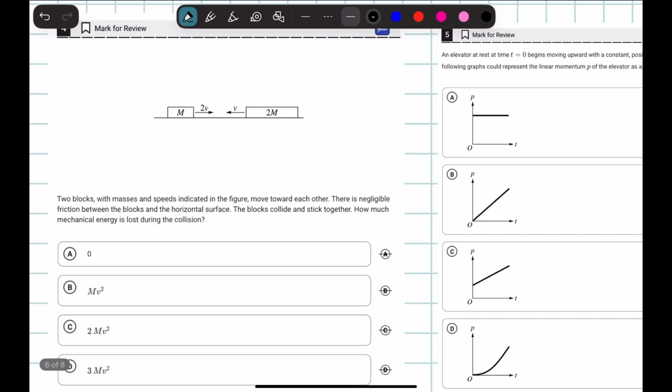So, two blocks with masses and speeds indicated in the figure move toward each other. There is negligible friction between the blocks and the horizontal surface. The blocks collide and stick together. How much mechanical energy is lost during the collision?